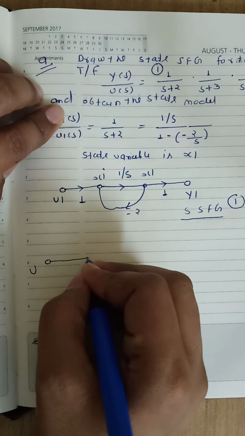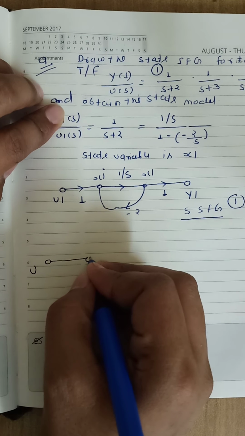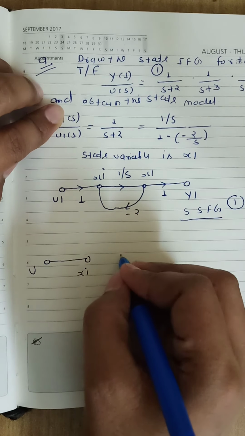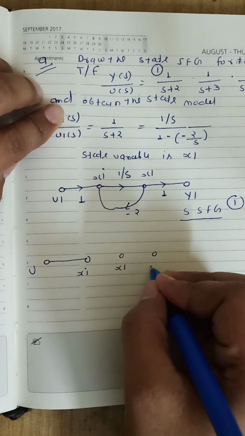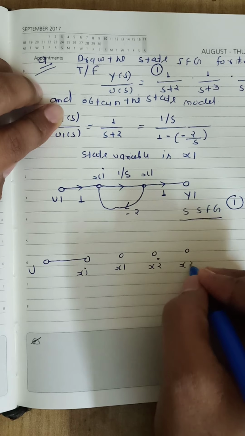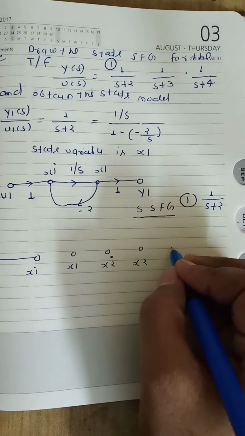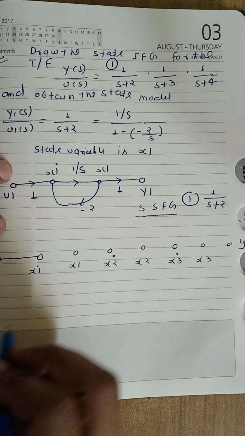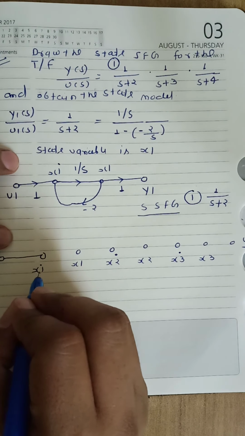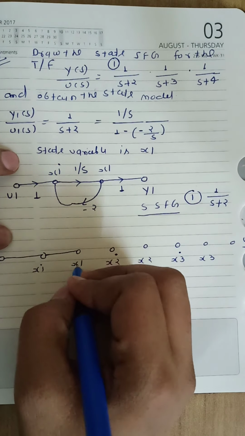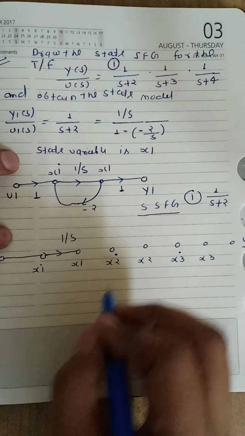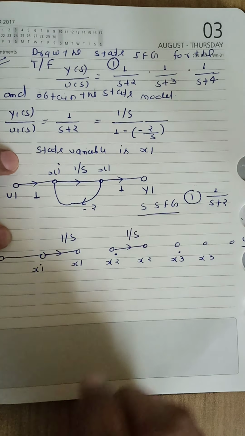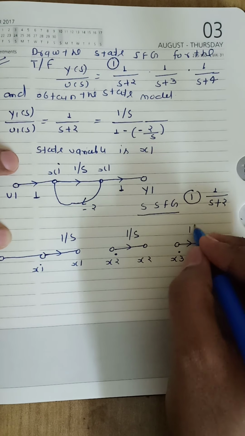Then we will define node for x1 dot, then for x1, then for x2 dot, next node for x2, next node for x3 dot, next node for x3, last node for y. If we multiply 1 by s with x1 dot, we will get x1. Similarly, if we multiply x2 dot with 1 by s, we will get x2, and to get x3 we will multiply x3 dot with 1 by s.